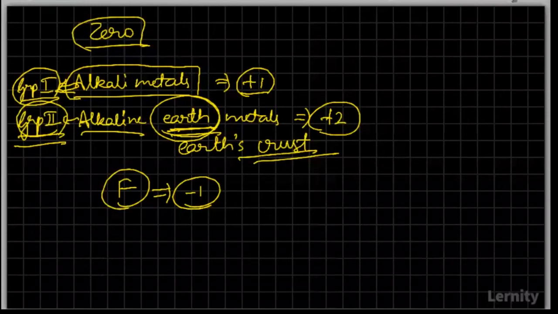And for hydrogen, what are the two possible oxidation numbers? Good. It will be +1 and -1. We mostly take it as -1 whenever it is combining with metals, and other than metals, we take it to be +1. So this is how we have fixed it for hydrogen.